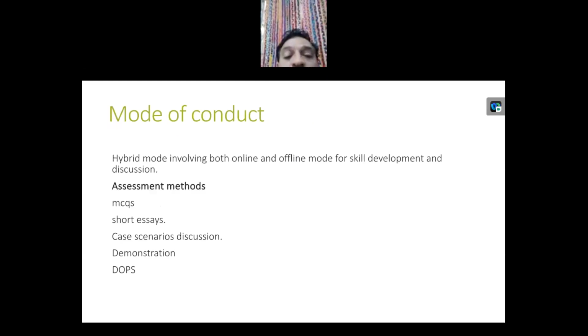So what is the mode of conducting these elective courses? It can be done with a hybrid method involving both online and offline modes for skill development and for discussion. For assessment methods we can use MCQs, short essays, and case scenarios for discussion. We can ask the participants to demonstrate, and the DOPS method can also be used to assess the students for the elective courses.